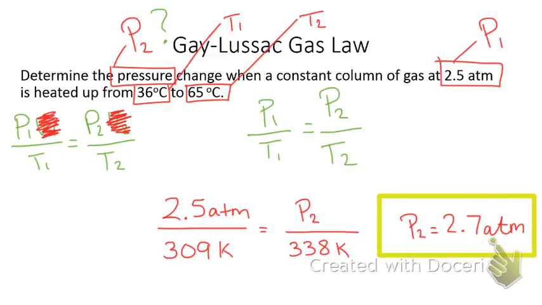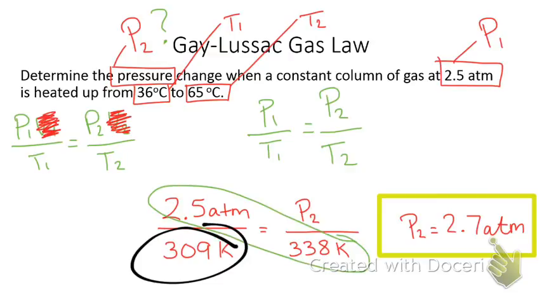So there's my final answer there. Again, how did I get that? Cross multiply and then divide by the remaining number.